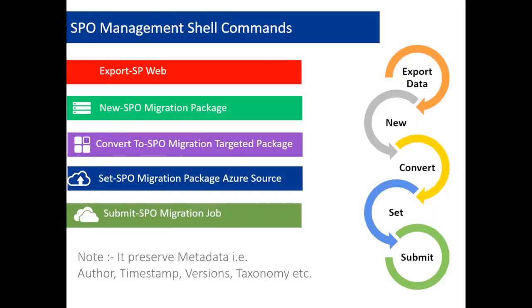The new SPO migration package command we use when going from the file share to OneDrive. It creates the package based on what is required for the target locations. Before the target location, it takes the data from the file shares and converts it into the package, which means converting into DAT and XML files. And after that, we have a third one, convert to SPO migration target package.